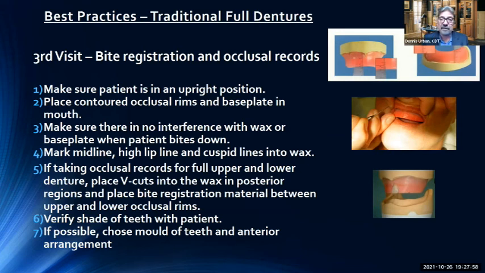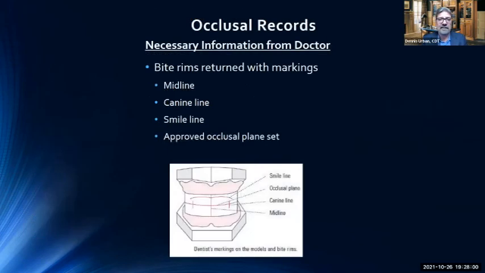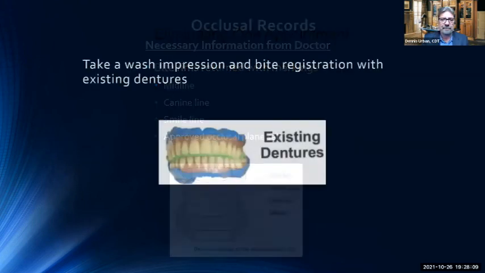And it's really important, even with digital dentures, to give us this information on the occlusal rim, including the midline, the canine line, the smile line, and the approved occlusal plane set. So it's really important that we get that information.